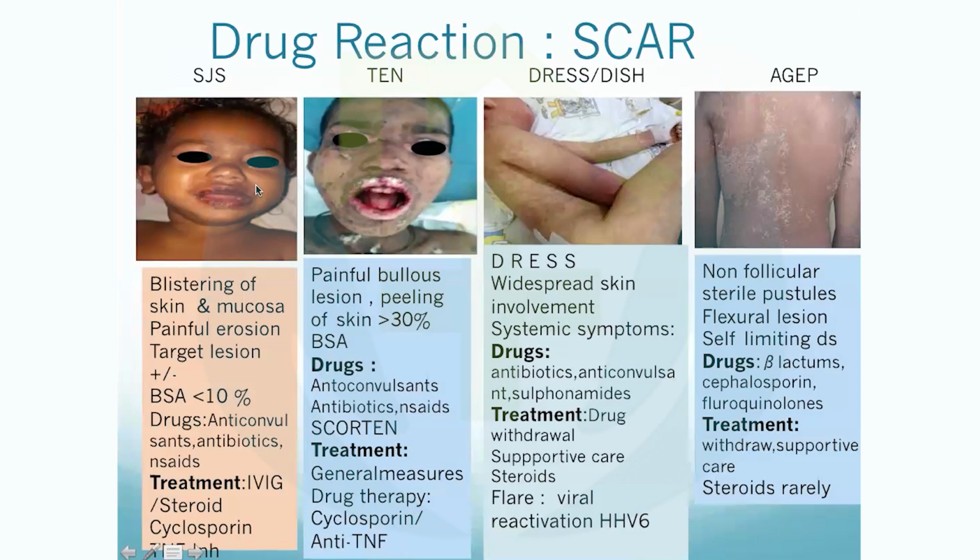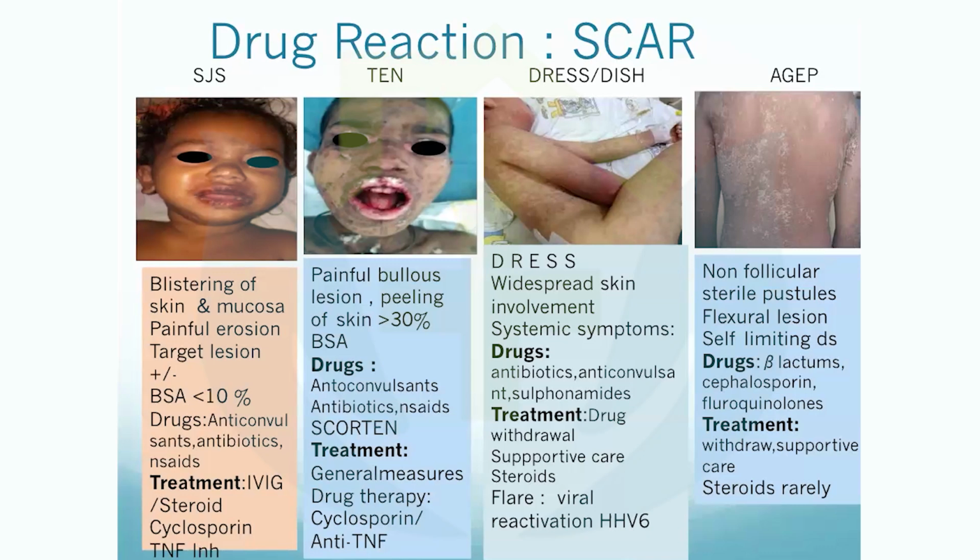So first we have Stevens-Johnson syndrome. I already mentioned you have erythema multiforme type lesions, which can have vesiculobullous lesions along with mucosal involvement. And usually less than 10% of body surface area is involved. The most common culprits are anticonvulsants, antibiotics, and non-steroidal anti-inflammatory drugs. Treatment is usually with IVIG, steroids, cyclosporin, and recently we are using TNF alpha inhibitors.